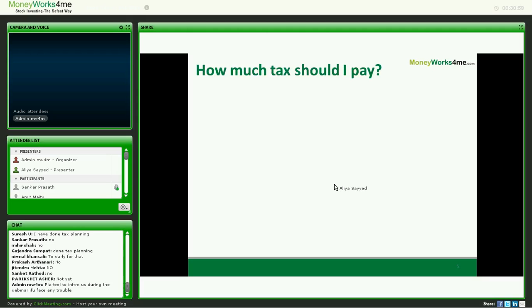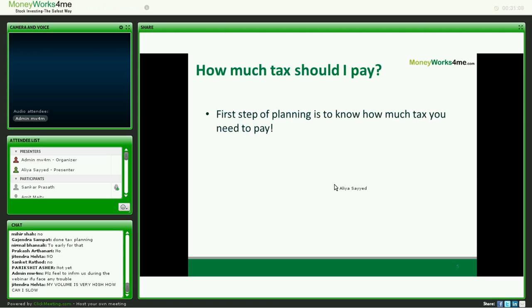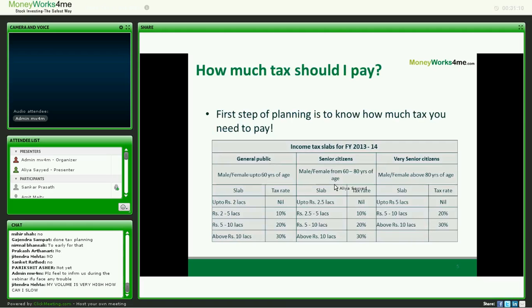So how much tax should you pay? As you may know, as a regular taxpayer, income tax slabs keep changing every year. The income tax slab for this assessment year, financial year 2013-14, is the same as last year. There are no changes. Up to 2 lakhs for both male and female, there is no tax rate applicable. Between 2 to 5 lakhs, there is a 10% rate. Between 5 to 10 lakhs, there is a 20% rate. And above 10 lakhs, it's the 30% tax bracket.